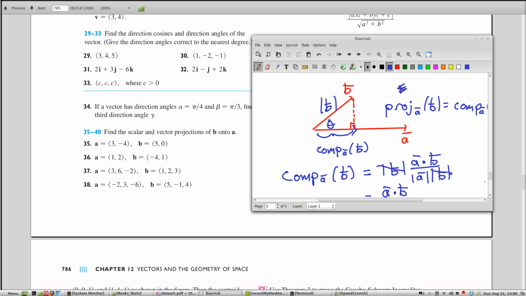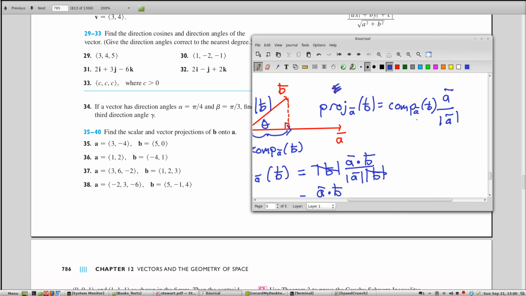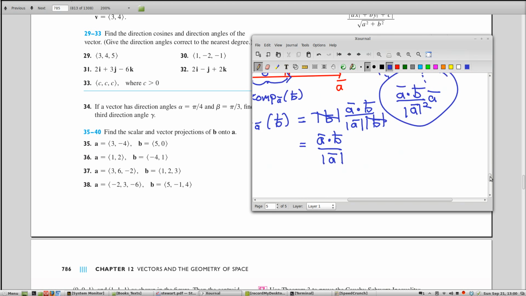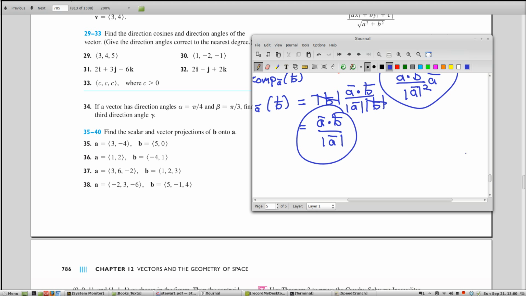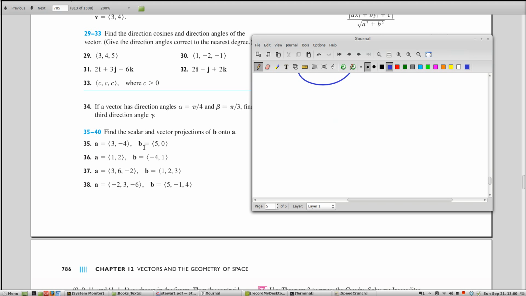Okay, fantastic. Now if you substitute that in here, this becomes A times A dot B over the magnitude of A squared. So this is the vector projection, and this is the scalar projection, which is just a number. And these problems 35 through 40 are just asking you to compute that. So let's do 37, because it feels slightly more general to work in 3 dimensions.